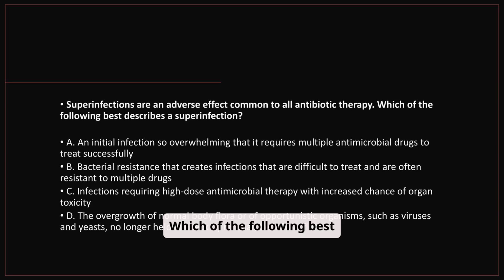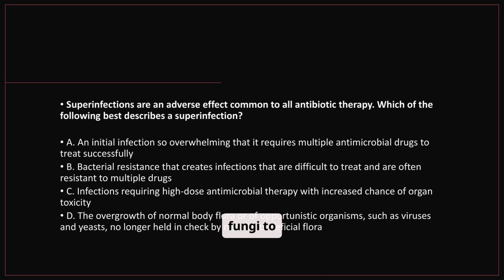Which of the following best describes a superinfection? Correct answer: D. The overgrowth of normal body flora or of opportunistic organisms. Superinfections happen when good bacteria are killed by antibiotics, allowing bad bacteria or fungi to overgrow. Examples include C. diff, thrush, or yeast infections.